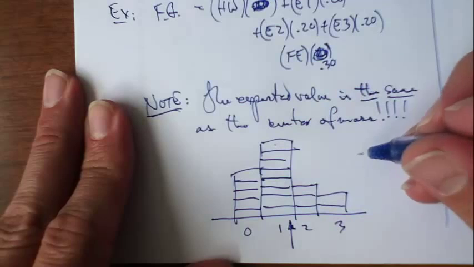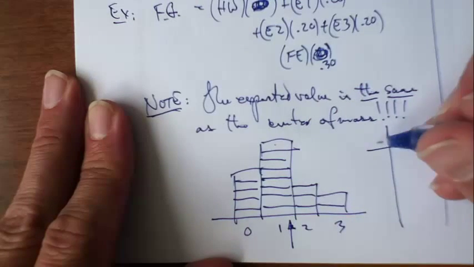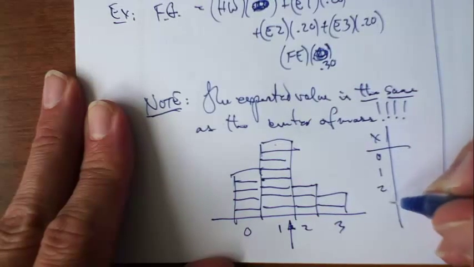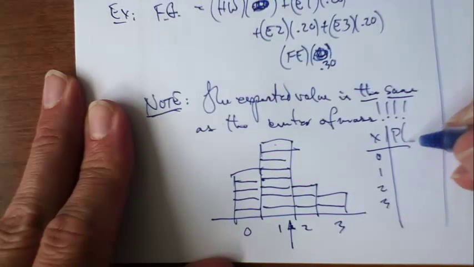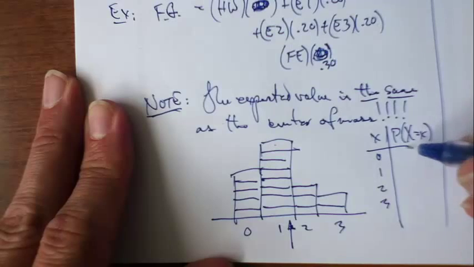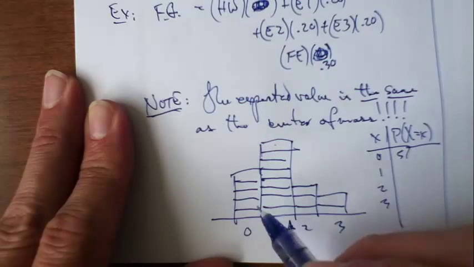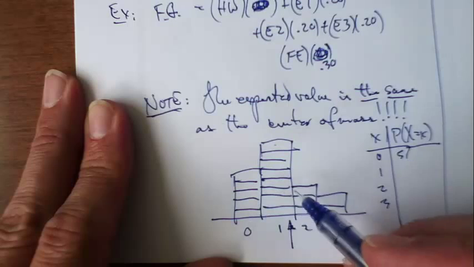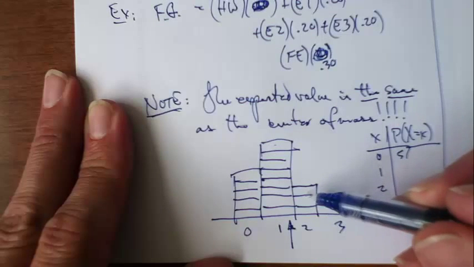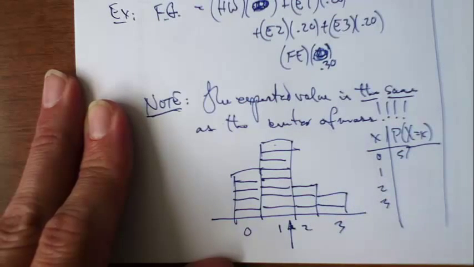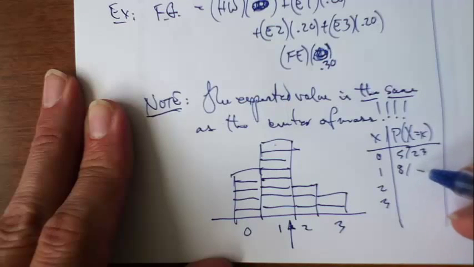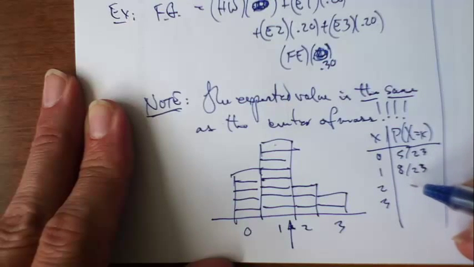Let's make a little distribution table. X can be 0, or 1, or 2, or 3. What's the chance that this random variable takes on the value of, say, 0? It's going to be 5 out of how many? 5 plus 8 is 13, plus 3 is 21, plus 2 more is 23. 5 out of 23. The chance that it's 1 is 8 out of 23. And the chance that it's 2 is 3 out of 23. And the chance it's 3 is 2 out of 23, right?